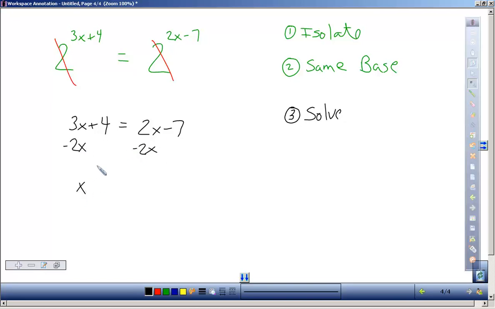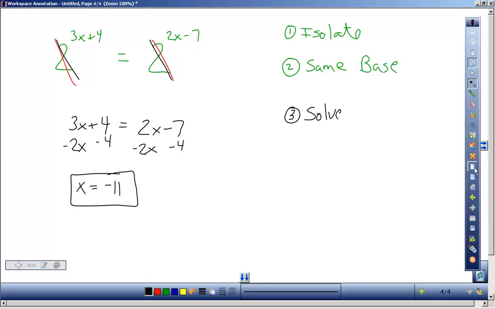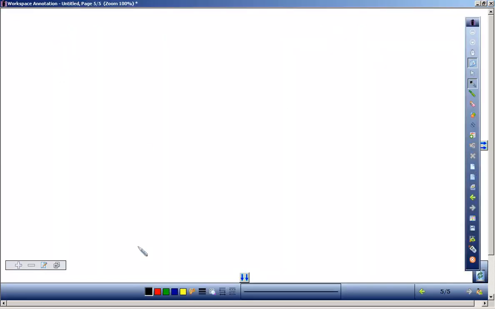When I subtract 2x from both sides, and then I've got to subtract 4 from both sides, I end up with x is equal to negative 11. The same bases cancel out. The drama comes when they don't have the same base. And so that's something that we want to talk about, is what happens when you do have two exponentials, but they're not the same base.